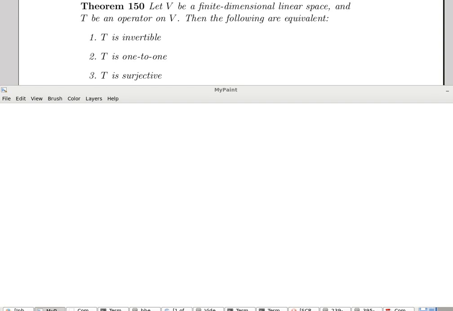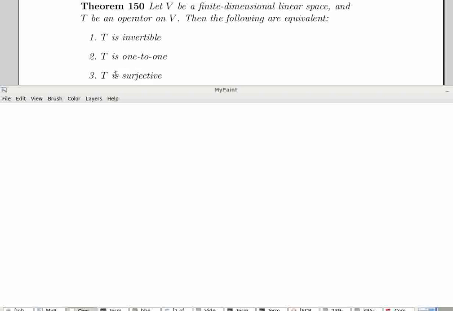Alright, so if we have a finite dimensional linear space V and T is an operator on V, that means that the domain and codomain are both V. It maps from the inputs to the same set of inputs. So the set of potential outputs is the set of all inputs. Then the following are equivalent: T is invertible, T is 1-1, T is surjective.